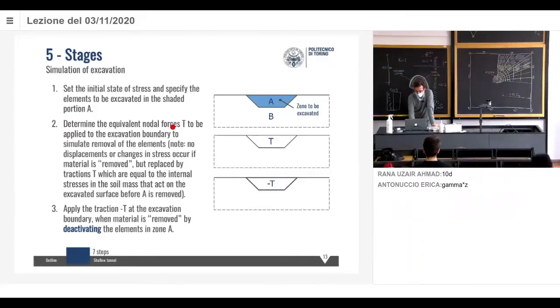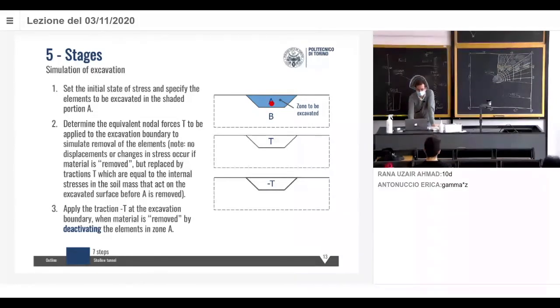Determine the equivalent nodal forces, T, to be applied to the excavation boundary to simulate removal of the elements. No displacements or changes in stress occur if material is removed, but replaced by tractions, which are equal to the internal stresses in the soil mass that acts on the excavated surface before A is removed. So this is easier to be seen in this picture than in that. Look, along these boundaries, we have some forces applied to the nodes that we have on these boundaries.